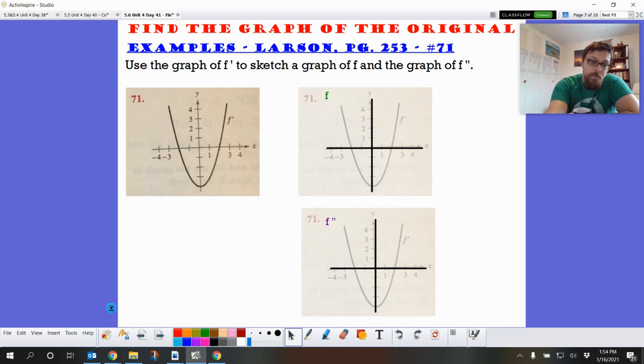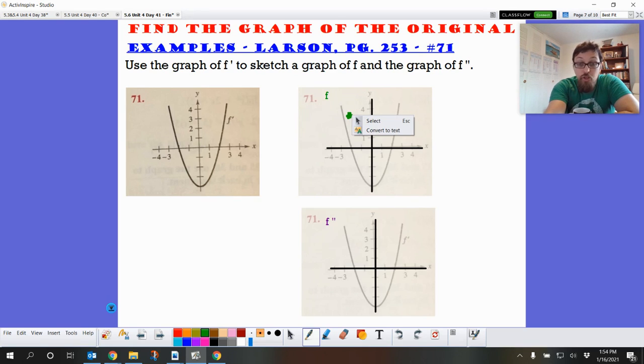I'm going from increasing to decreasing, so that should be a high point at -2. So I should have a high point here at -2. I don't know exactly where it's going to be, but it should be high up.